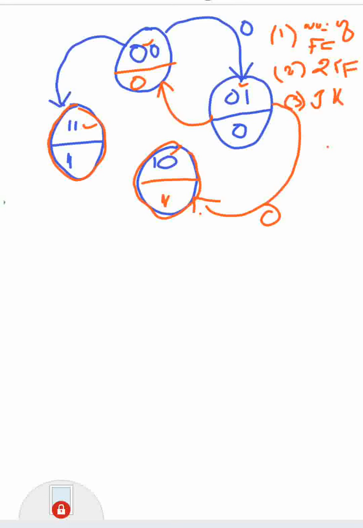When you draw the JK flip-flops, it will be like J1 K1, output is Q1, J2 K2, output is Q2. So the ultimate aim is you need to find out what is J1 K1, J2 K2, etc., and implement. So we'll be using the same technique.